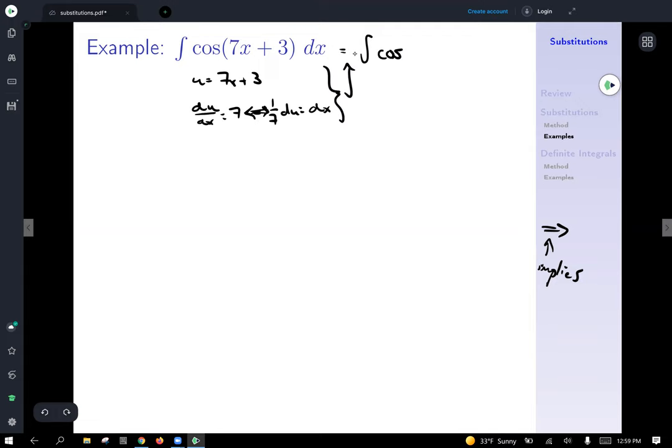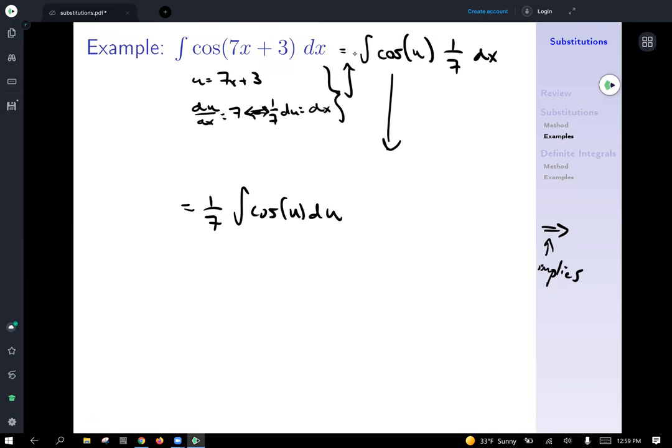We've got cosine. You just leave things alone. You substitute for what you chose, and then you put in dx. You substitute for it directly. So we get 1/7 du. Cool. I can deal with that. That's just 1/7 outside, equals 1/7 integral of cosine of u. And I bet you all don't need me to pull that 1/7 out.